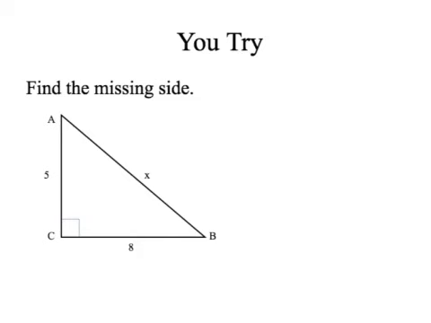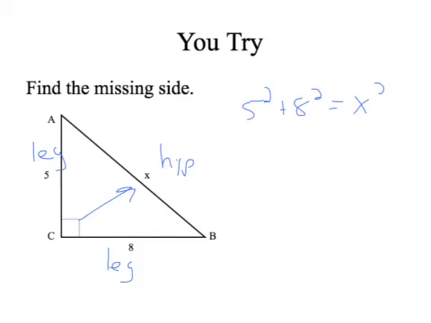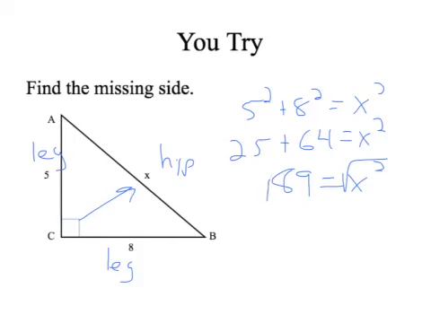Okay, so first let's identify. AC is going to be a leg. CB is going to be a leg. Opposite of the right angle is your hypotenuse. So I would set up 5 squared plus 8 squared is equal to x squared. 5 squared is 25. 8 squared is 64. 25 plus 64 is going to give me 89. Square root of both sides. 89 doesn't break down at all, so therefore just leave it as the square root of 89.